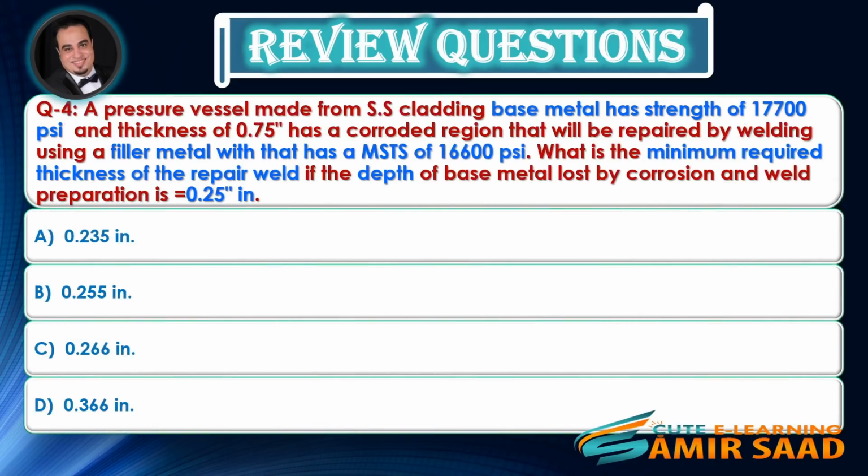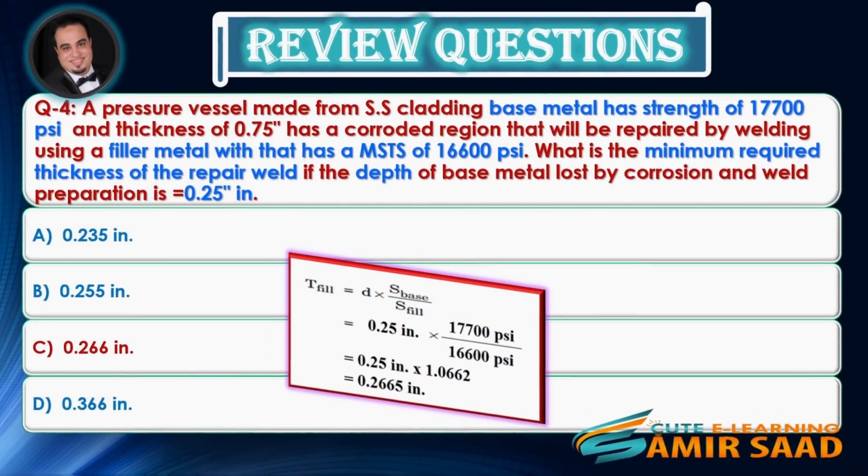Question number 4. A pressure vessel made from stainless steel cladding base metal has strength of 17,700 psi and thickness of 0.75 inches, and has a corroded region that will be repaired by welding using a filler metal that has a minimum specified tensile strength of 16,600 psi. What is the minimum required thickness of the repair weld if the depth of base metal lost by corrosion and weld preparation equals 0.25 inches? Answer is C.